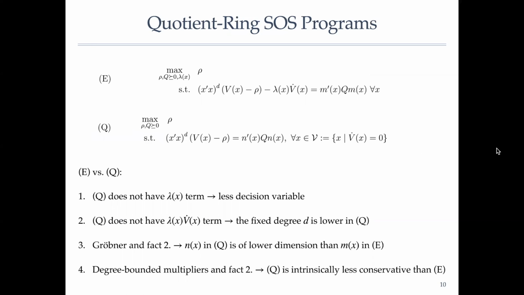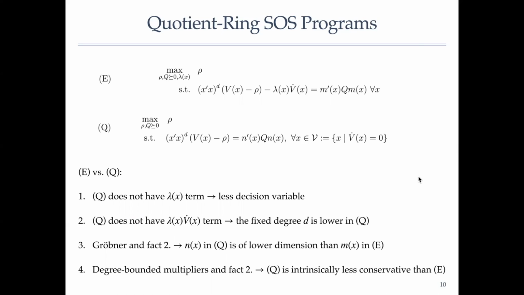I think it's more important to point out that there are 4 advantages of Q. The first 2 you can sort of see just by playing a spot-the-differences game on the 2 left-hand sides. In Q, there's no lambda times V dot, so the left-hand side is just plain simpler. The third and fourth have to do with the right-hand sides and are based on known algebraic geometry facts.